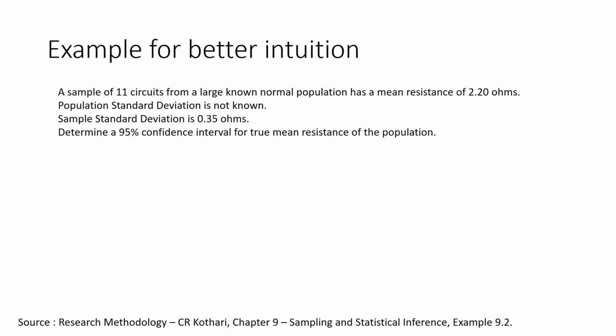Similarly, I have taken it from the same source as last time. The source is Research Methodology by C.R. Kothari, an extremely great book, I would say, chapter 9, sampling and statistical inference, and this is example 9.2. Like I said, this is the formula for my confidence interval testing using the T statistic.